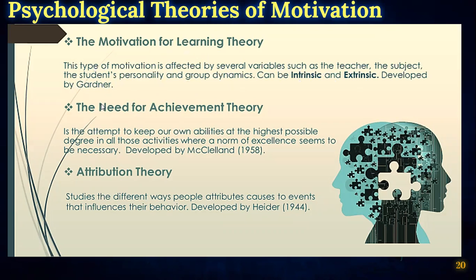It was developed by Gardner. The need of achievement theory is the attempt to keep our own abilities at the highest possible degree in all those activities where a norm of excellence seems to be necessary. It was developed by McClelland. Okay, the attribution theory studies the different ways people attribute causes to events that influence their behavior. It was developed by Weiner.